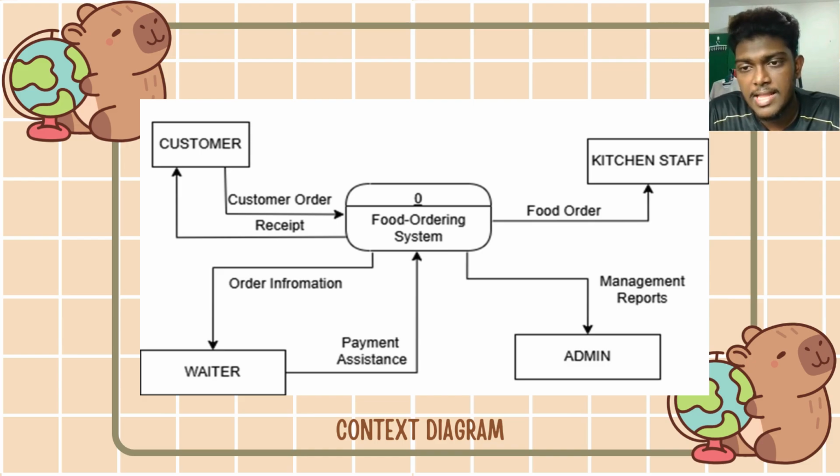And for the external entities and data flows in our DFD, in our context diagram over here, we have customers, which sends customer order to the system and also receives receipt from the system. Same goes for the waiter, kitchen staff, and also the admin, which means waiters can send payment assistance and order information, and also kitchen staff also receive the food order, and also the admin also receives the management reports from the system.